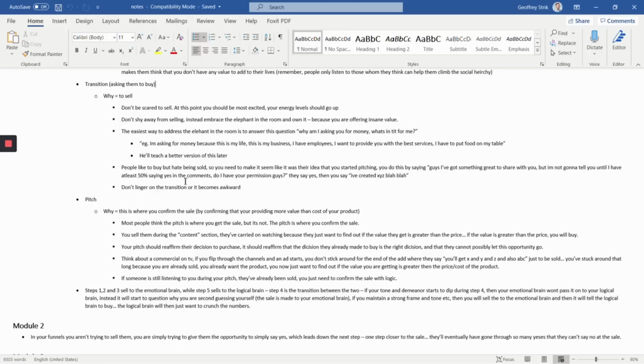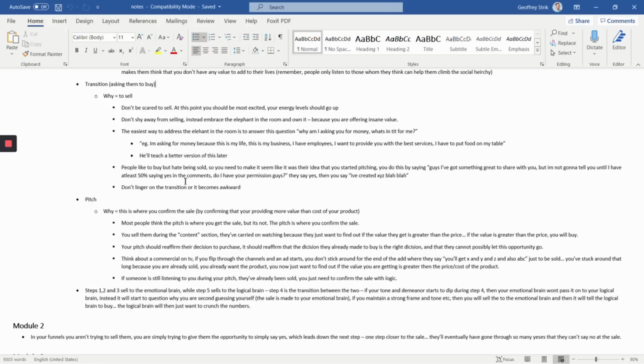You confirm the sale by confirming that you're providing more value than the cost of your product. Most people think that the pitch is where you get the sale, but it is not. The pitch is where you confirm the sale. You sell them during the content. They've carried on watching because they want to find out if the value they get is greater than the price. If the value is greater than the price, you will buy. Your pitch should reaffirm their decision to purchase.